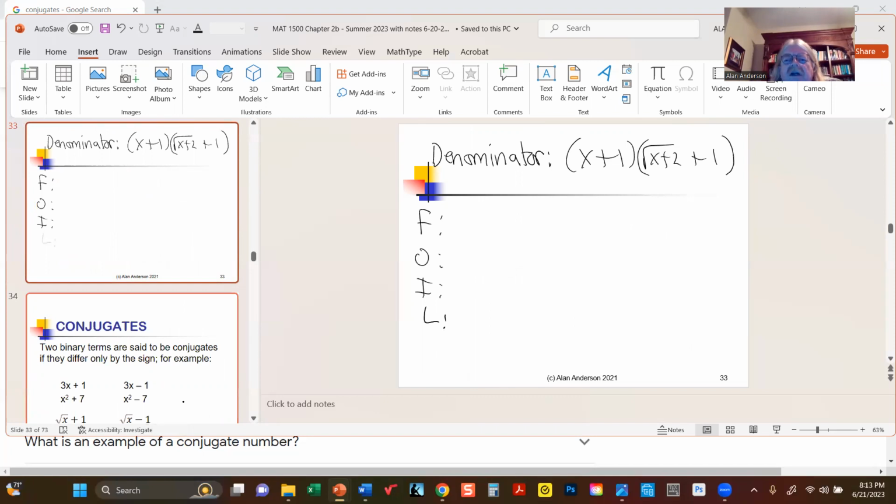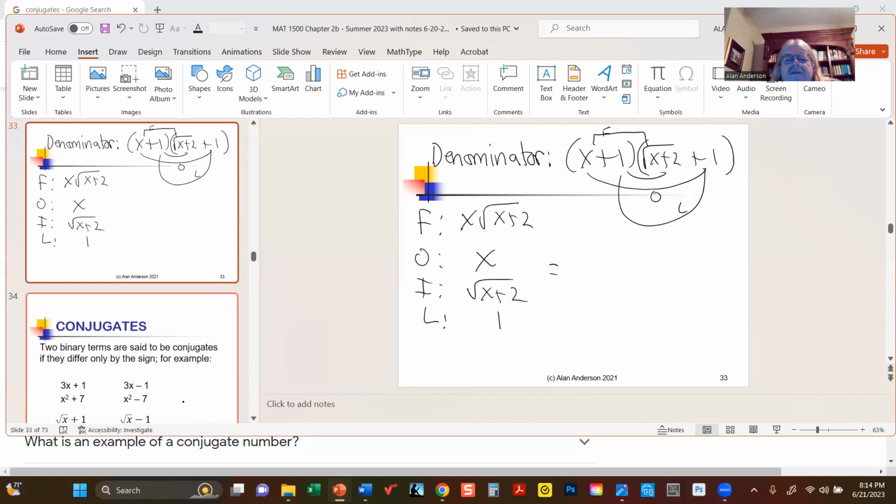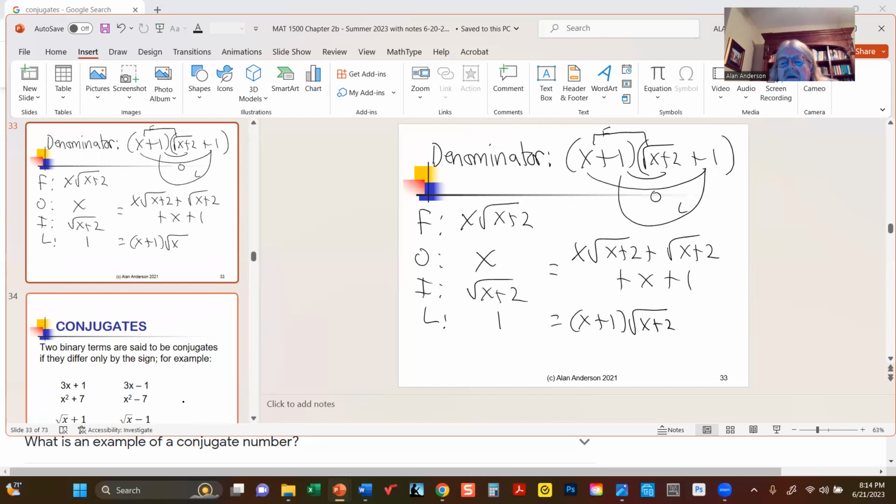Okay, here we go. First, x times this. O is here. I is here. Last is these two. So you've got two terms that are functions of x, radical x plus 2. So I can actually streamline this by rewriting this as x plus 1 times radical x plus 2 plus x plus 1. So you're probably wondering, well, how did that help us?